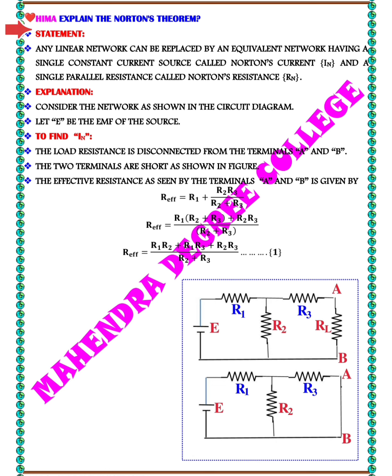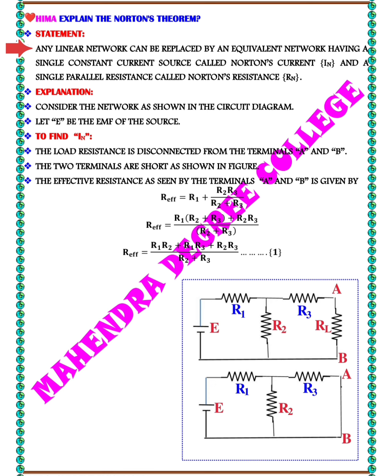First of all, we look at the statement of Norton's theorem. Any linear network can be replaced by an equivalent network having a single constant current source called Norton's current, IN or I subscript N, and a single parallel resistance called Norton's resistance, RN or R subscript N.